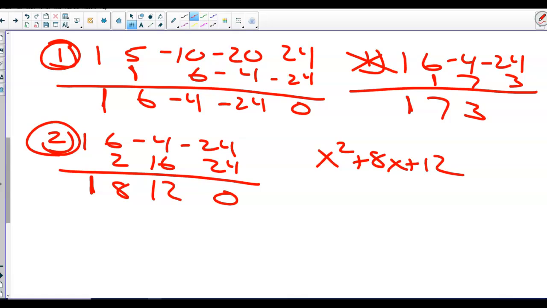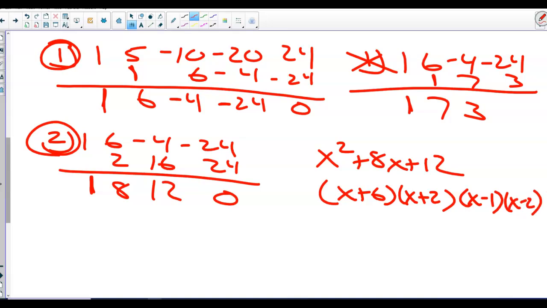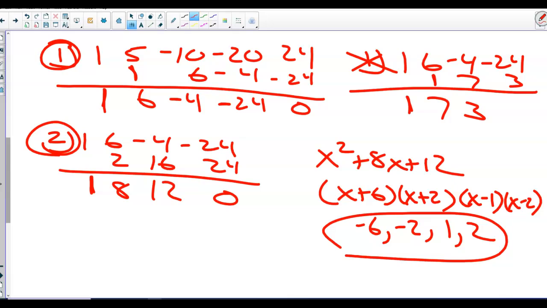1 is an option. When I factor what's left, I get x plus 6, x plus 2. I still have to account for the other 2. If 1 and 2 are factors, that means it's x minus 1, x minus 2. So my zeros or my potential roots are negative 6, negative 2, 1, and 2. And that's my answer.